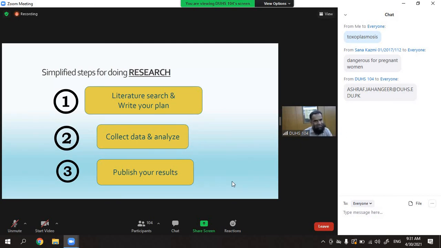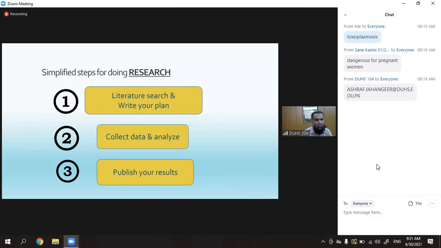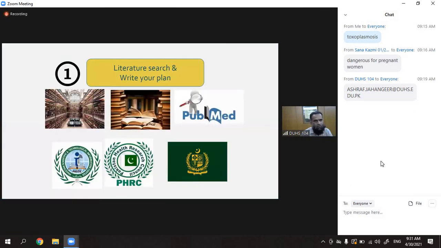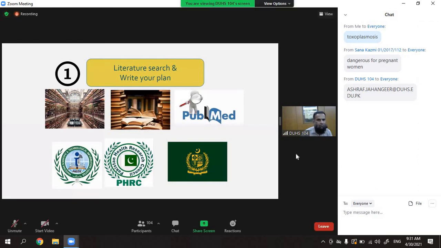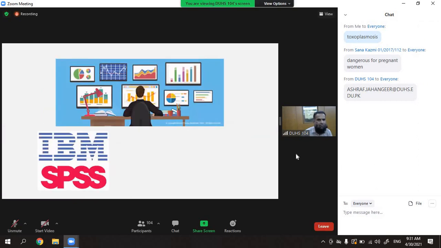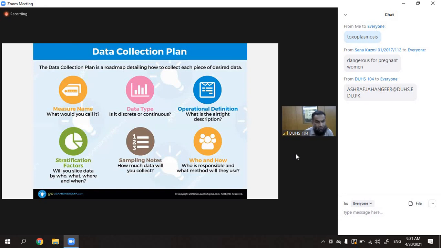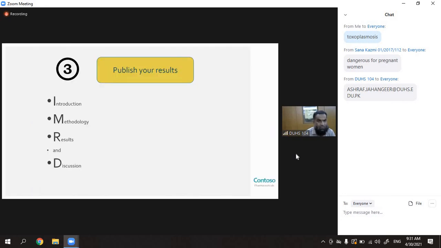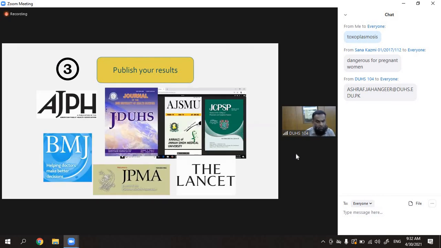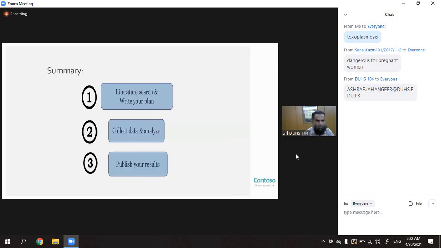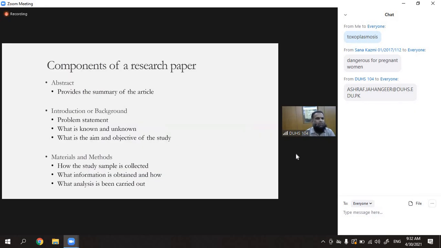So research, step one, do literature search. Second, collect data and analyze, process it, and then publish it. You can publish it in this manner: introduction, methodology, results, and discussion. That's called IMRAD. You can publish nationally, internationally, that's your choice. And there is the question of resources, because international journals may cost you more than the national journals. I hope this will help you understanding.